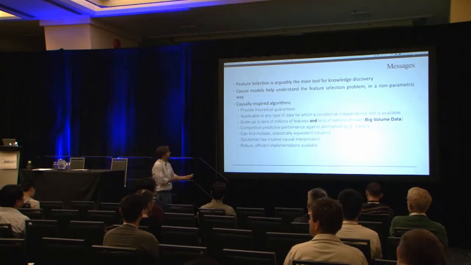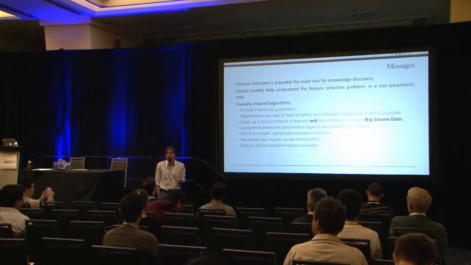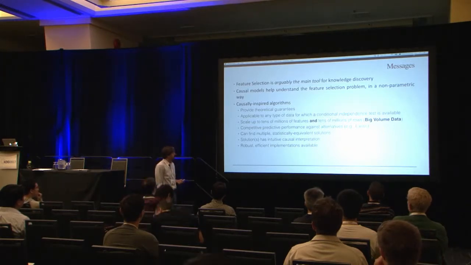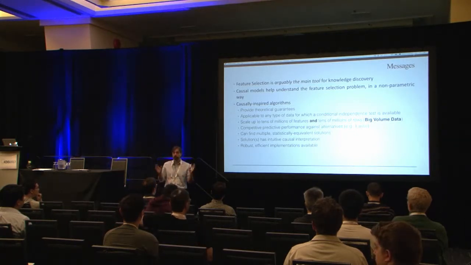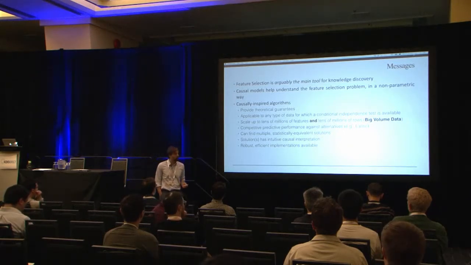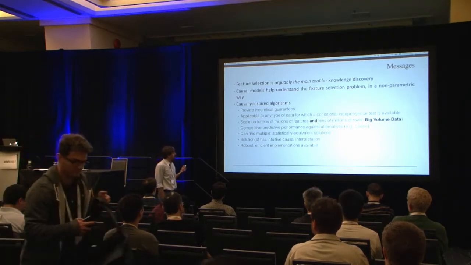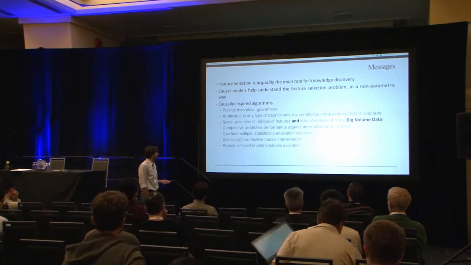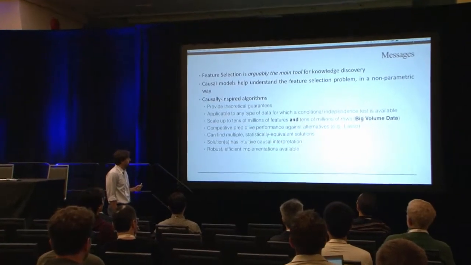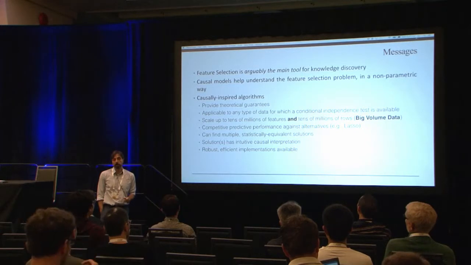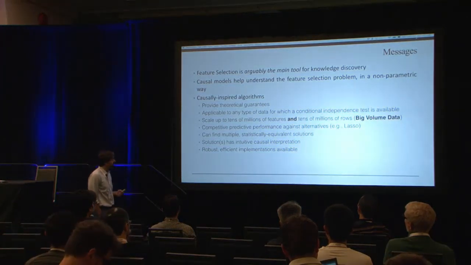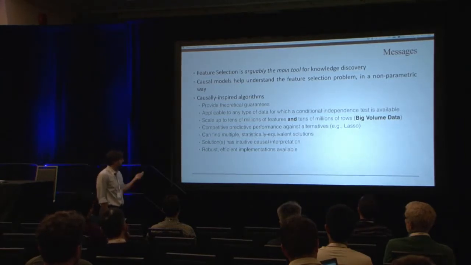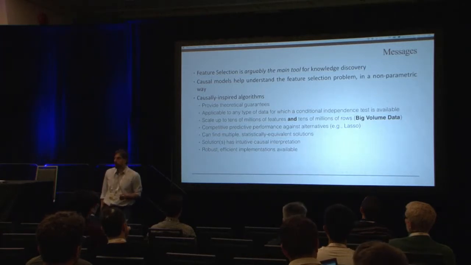And eventually this understanding leads to algorithms inspired by this theory that provide theoretical guarantees that are applicable to almost any type of data for which we have a conditional dependence test available. I'm going to show results that can make the algorithm scale to data sets with tens of millions of features and tens of millions of rows or instances, big volume data. They have competitive predictive performance against alternatives. One prominent alternative is the lasso, however you pronounce it exactly. And with recent extensions, we actually study how we can find multiple solutions to the feature selection problem. Another nice thing about these algorithms is that they have an intuitive causal interpretation. So we know essentially the causal relationship of the variables we're going to select. And we offer robust and efficient implementations in R.